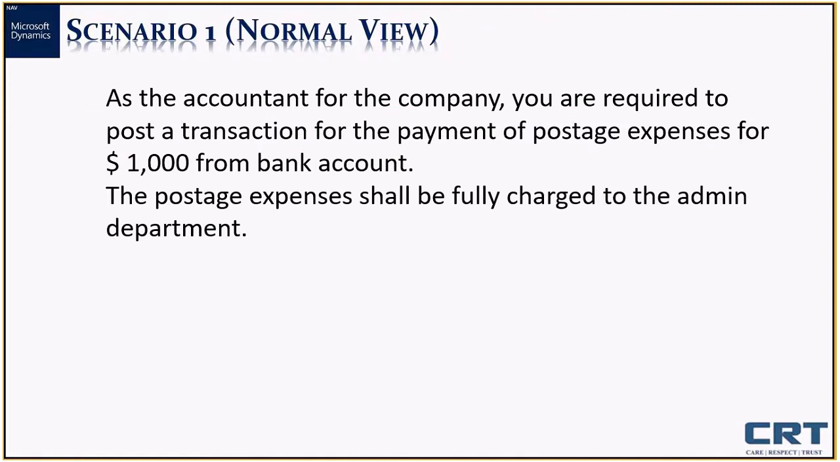Okay, so here comes the scenario. We will perform this scenario in the normal view of general journal. So the scenario will be, you as an accountant, you are required to post a transaction for the payment of postage expenses of $1,000 from your bank account. And these postage expenses should be charged to the admin department. So the admin department will be my dimension for this scenario. So let's see what we can do in our NAV.